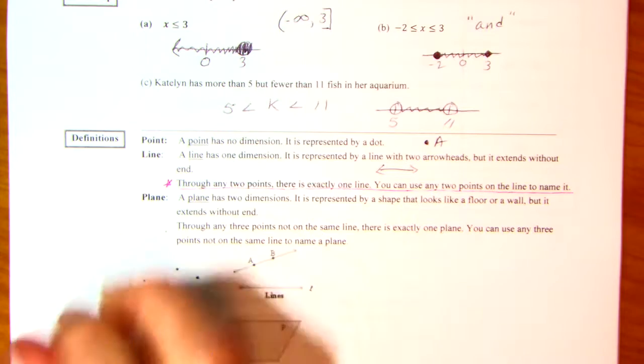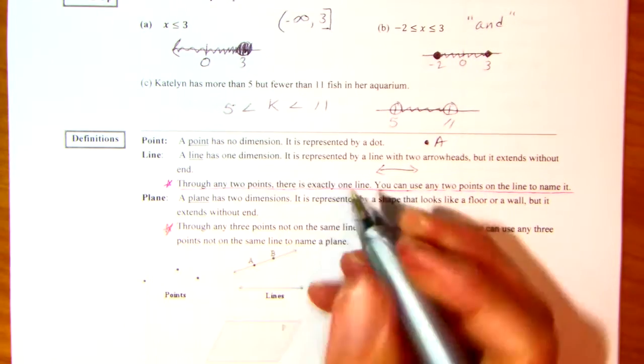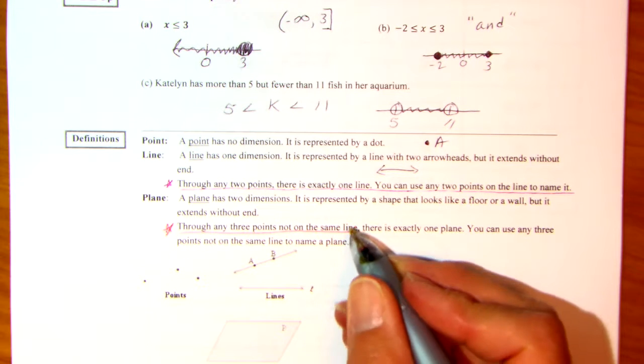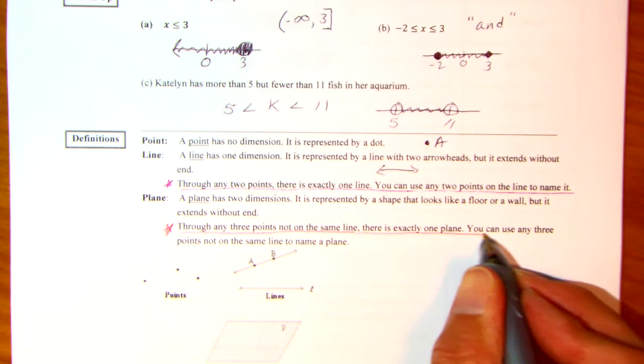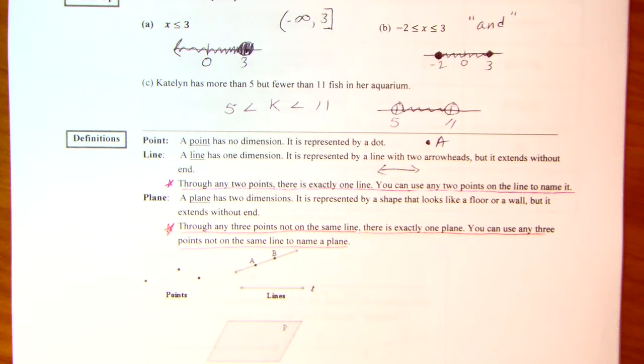And again, here, let's use my little clicky pen. I'm going to put a little star here. Through any 3 points not on the same line, so they're not collinear, we'll hit that in a little bit, there's exactly one plane. You can use any 3 points not on the same line to name a plane.